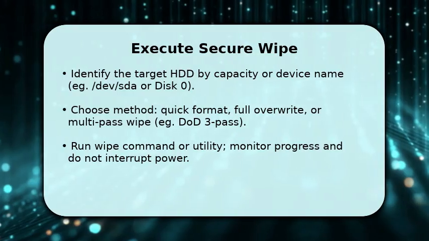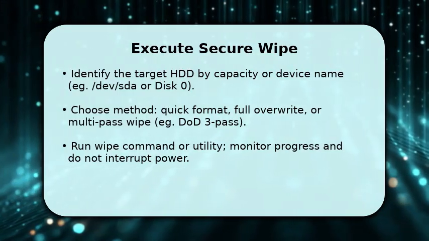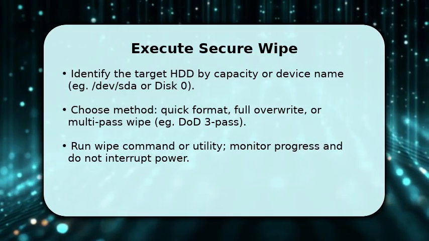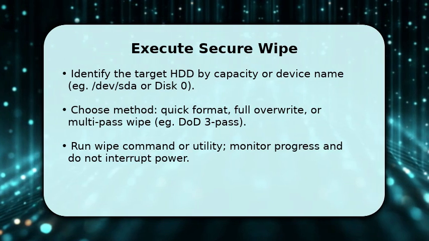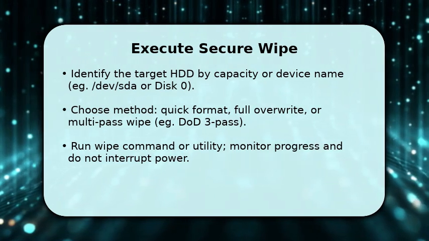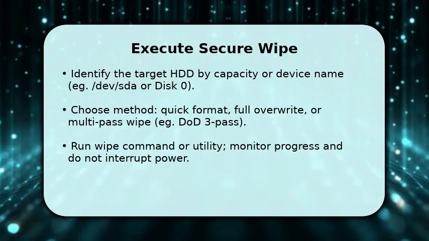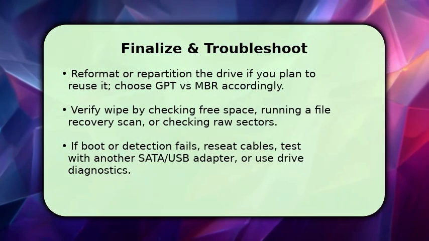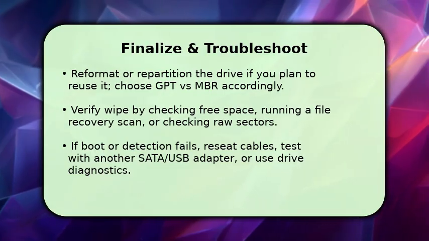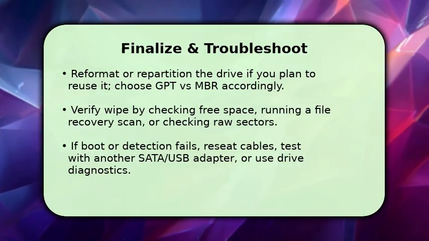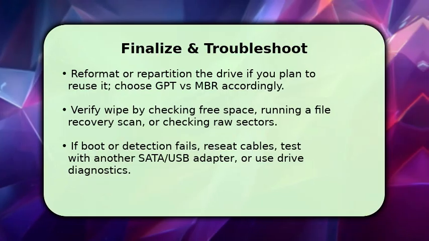Make sure to keep the system powered. An interrupted wipe can leave data partially overwritten and complicate recovery. Stay focused until the process finishes. Once the wipe completes, reinitialize the drive. Create partitions and format with your chosen file system, selecting GPT for modern systems or MBR if needed.